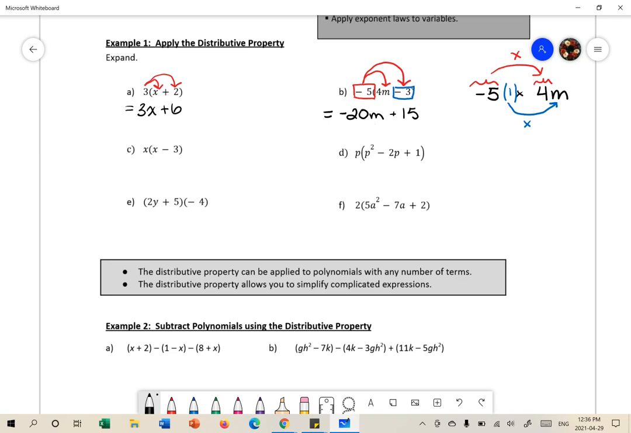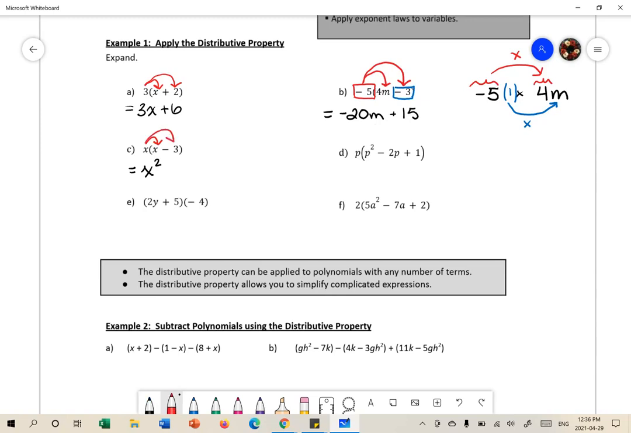C. x times x minus 3. So x and x are going to multiply together. x times x is equal to x squared. Remember your exponent laws. The bases are the same, they're x, and they both have an invisible exponent 1, so you add the exponents, and that results in x squared.